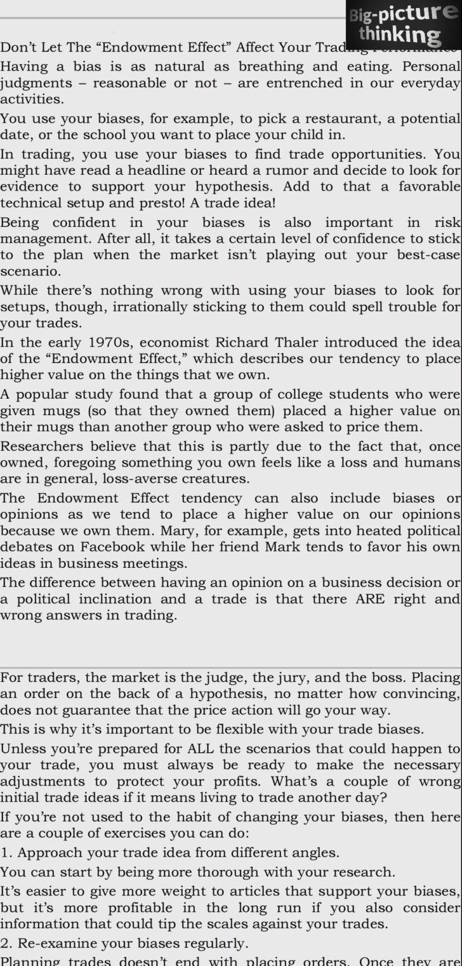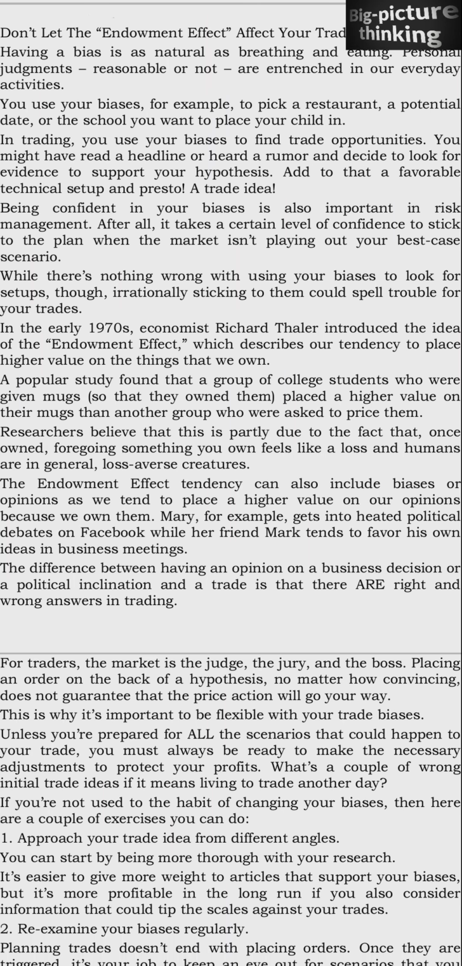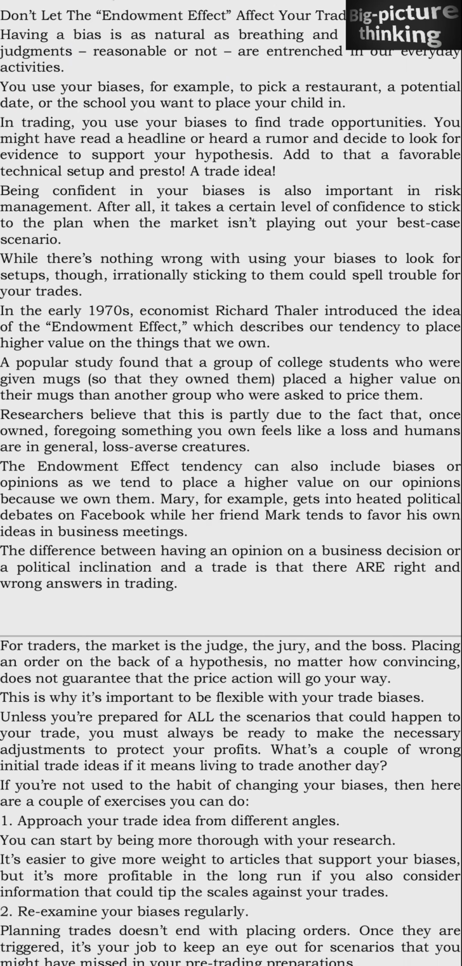After all, it takes a certain level of confidence to stick to the plan when the market isn't playing out your best case scenario. While there's nothing wrong with using your biases to look for setups, irrationally sticking to them could spell trouble for your trades.